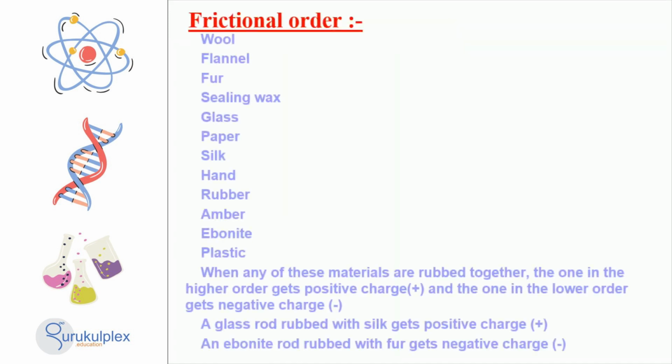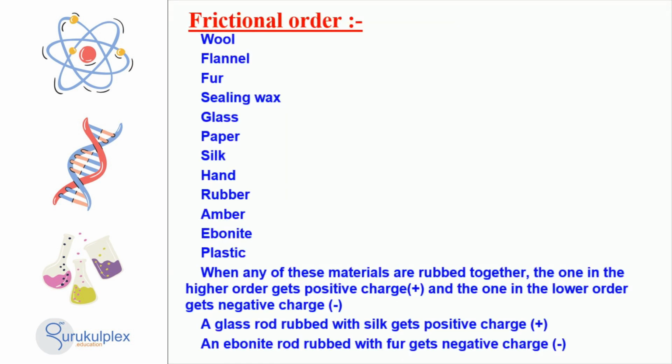When two materials are rubbed together, the one in the higher order gets a positive charge and the one in the lower order gets a negative charge. This is known as static electricity. As an example, when a glass rod is rubbed with silk, it becomes positively charged, and when an ebonite rod is rubbed with fur, it creates a negative charge. This demonstrates how opposite charges of materials can impact each other.